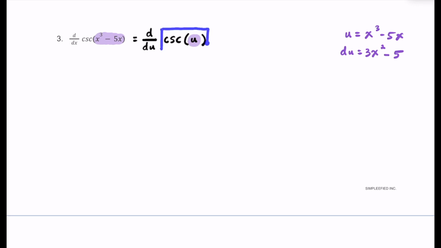So what is the derivative of this cosecant of u? Don't strain too hard about this. Either you have to memorize it or you have to look it up on a reference sheet, right? So the derivative of this cosecant of something, or u in this case, is going to be negative cosecant of u multiplied by cotangent of u. So again, just either try to memorize or look that up.